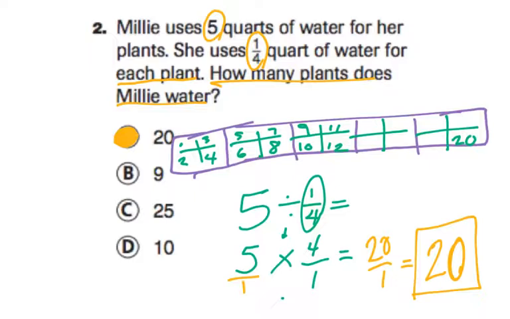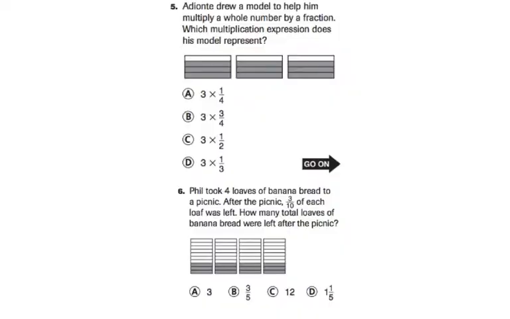Okay, let's look at another problem. Remember, if I'm going too fast, press pause. Adiante drew a model to help him multiply a whole number by a fraction. Which multiplication expression does the model represent? They already let us know that this is multiplication.